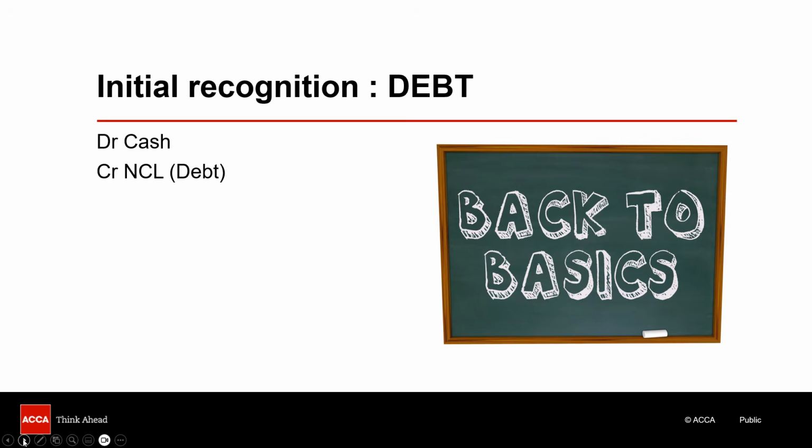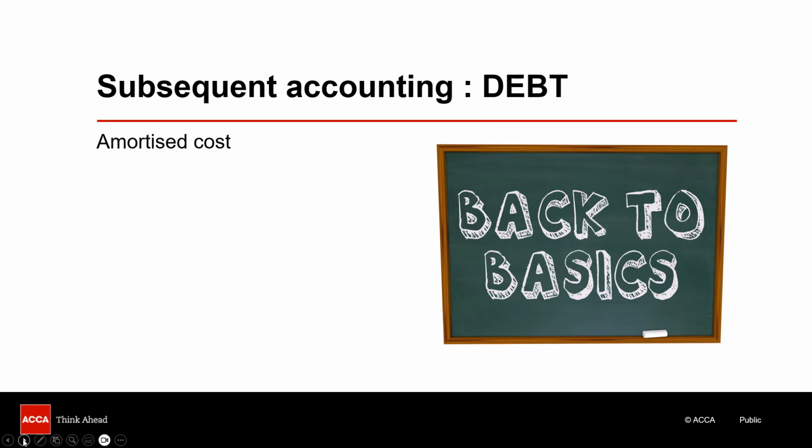So, back to basics. Initial recognition. You're borrowing money. We are receiving money. So we debit cash. Cash goes up. And we are recognizing a liability. We're recognizing a non-current liability. If we've decided that the instrument is a debt instrument, not an equity instrument, we've raised finance, we've issued a bond, we're debiting cash, and we're crediting liabilities. That's the initial recognition. And the subsequent accounting for this is amortized cost.